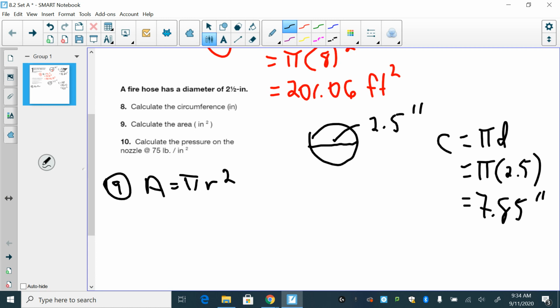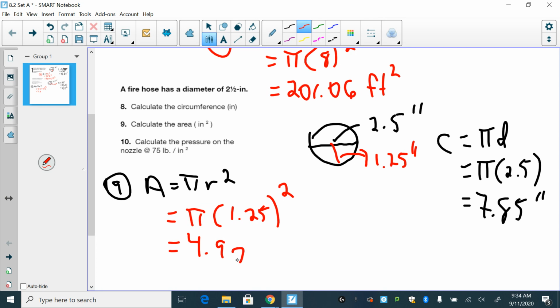We just did that. I have to do half of 2.5, so I'm going to go 2.5 divided by 2. I know I'm working with a radius of 1.25. So I'm going to do pi times 1.25 squared equals. I get 4.9087. I'm going to go 4 decimal places because I'm going to reuse the area in number 10. That's in inches squared.